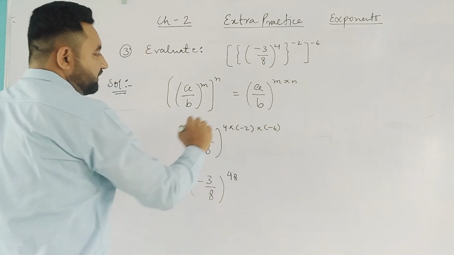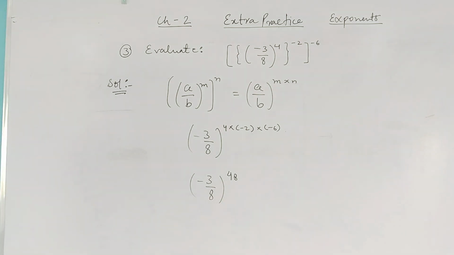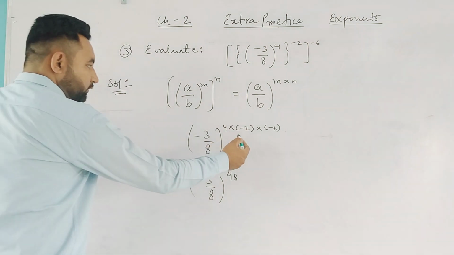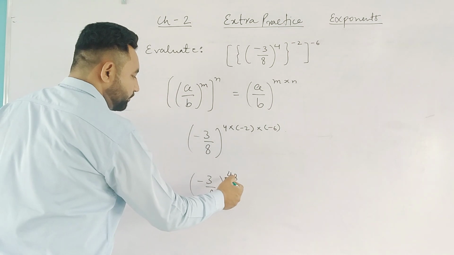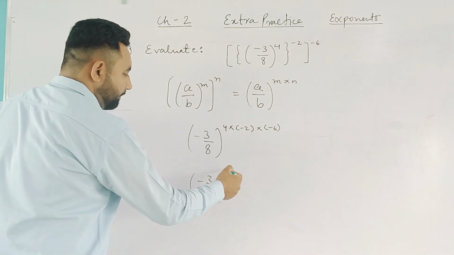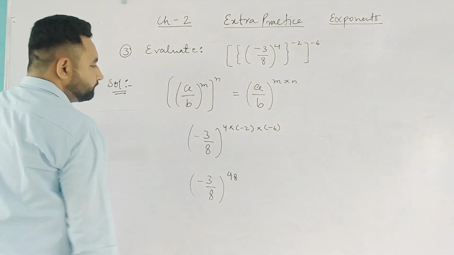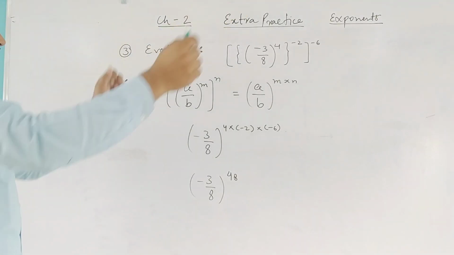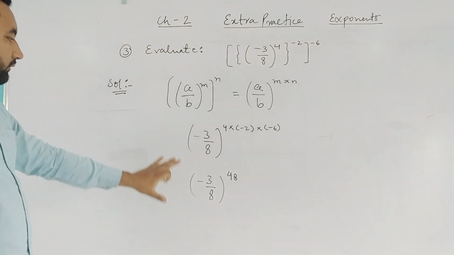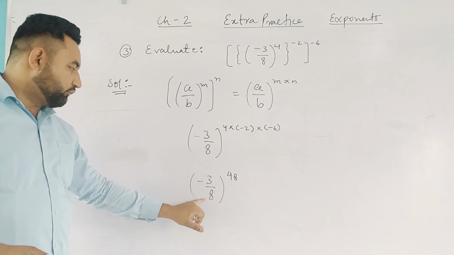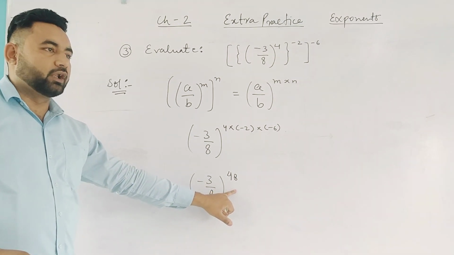Here two negative signs are there. So because of that, it will become positive. This is plus 48. The power will be positive. After this, you have to evaluate it. So the answer will be minus of 3 by 8 to the power 48.